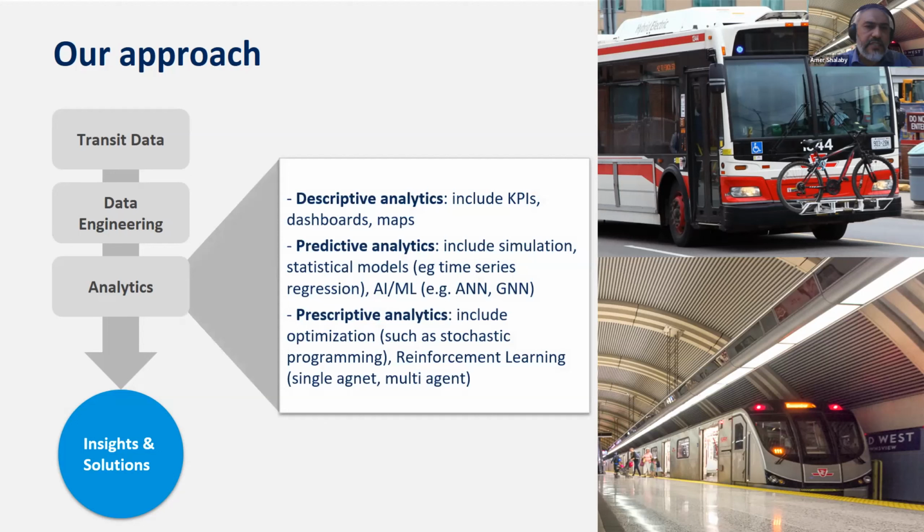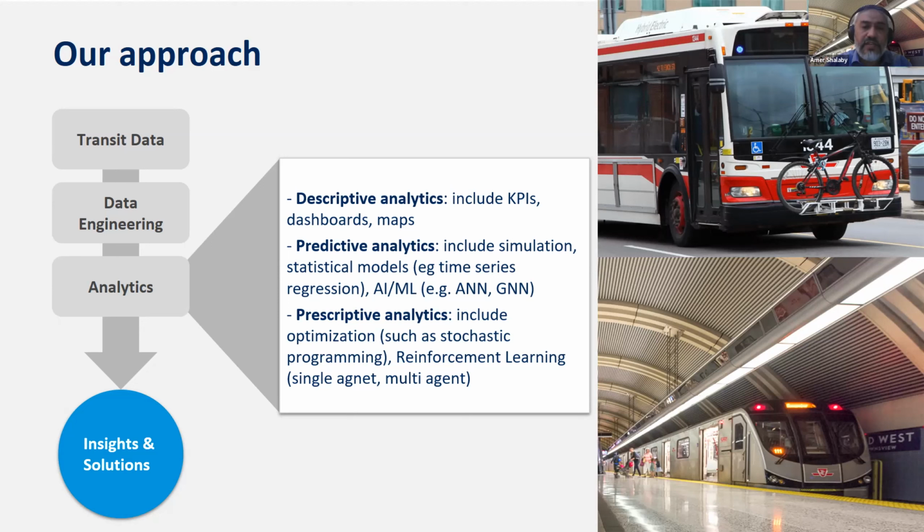So there are three layers of analytics that we work with. The first is descriptive analytics, which includes the computation of KPIs, and visualizing this through dashboards and maps. The second layer is predictive analytics, which is meant to provide some predictive capability, and we usually use statistical models, for example, panel regression or time series regression or other kinds of regression models, as well as AI, artificial intelligence and machine learning methods, such as artificial neural networks and graph neural networks, and simulation.